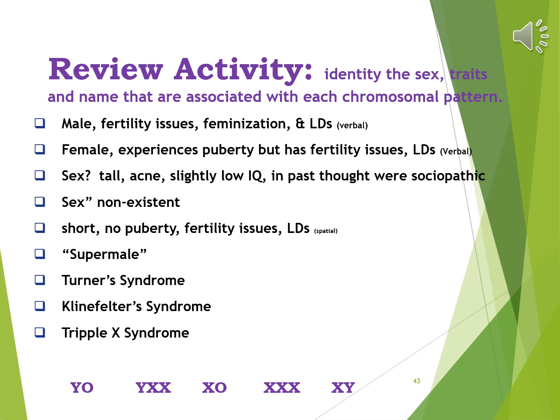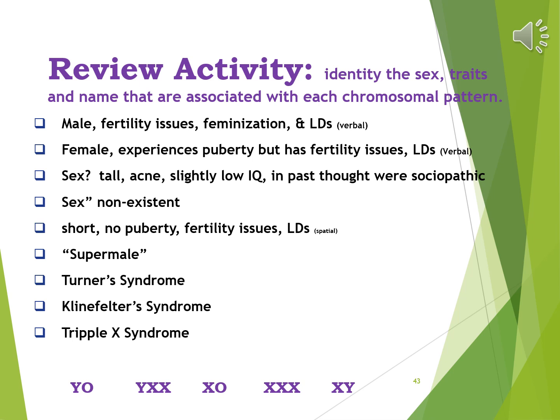Let's see how you do on this review activity. So first one, male, so we know he's got to have a Y. And fertility issues, feminization, and learning disabilities, that would mean an extra X. So that would be, in addition to the typical XY, he would be an XXY or a YXX, either way. For the female, so we know that she's got an X with no O's. Puberty but fertility problems, she has an extra X, so XXX.